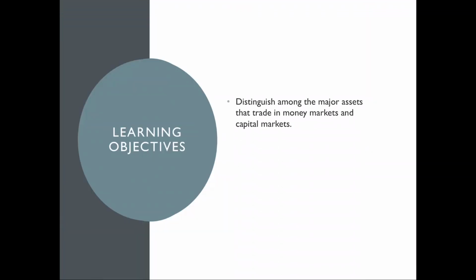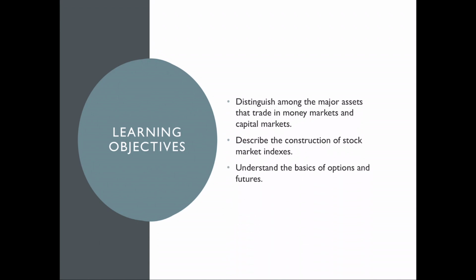Our learning objectives are: first, distinguish among these major assets that trade in money markets and capital markets. Then we will describe the construction of stock market indexes. And lastly, we will understand the basics of options and futures.